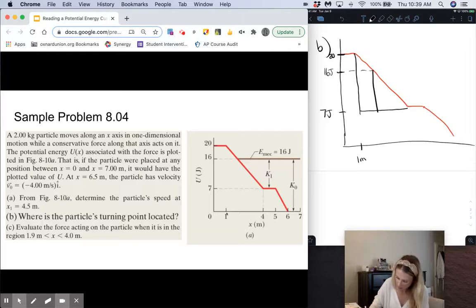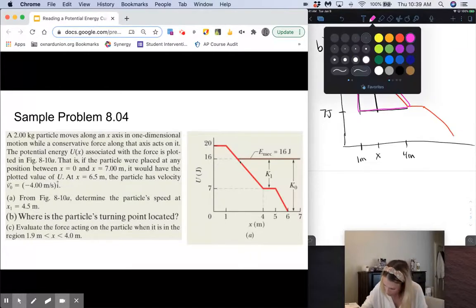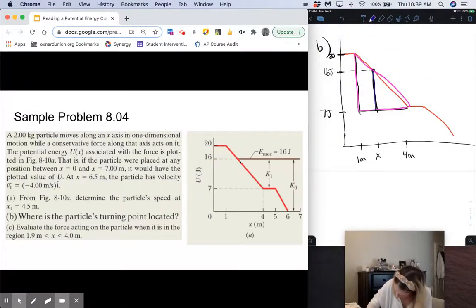And then for 16, this X right here is what I'm trying to find. And this bottom portion lines up with 4 meters here. So my like triangles are this big triangle right here, which has 20 joules at the top, 7 joules right there, and then we're matching up with a smaller triangle right here.